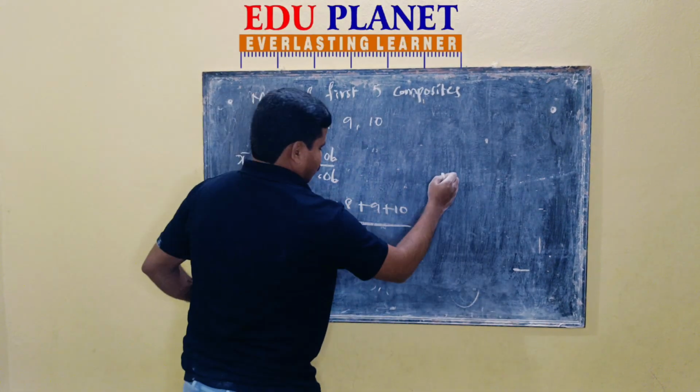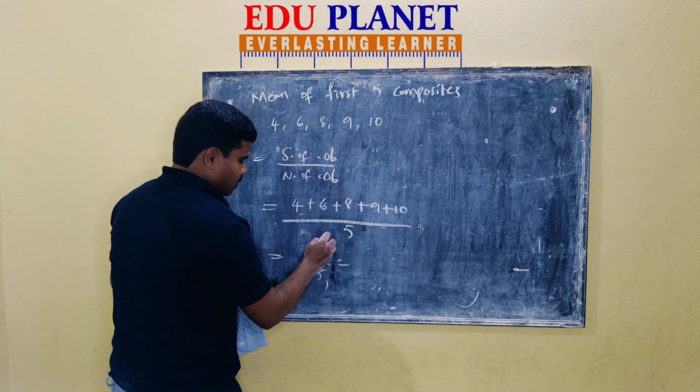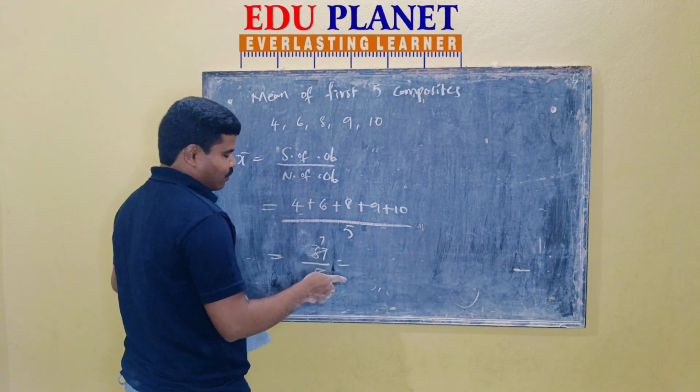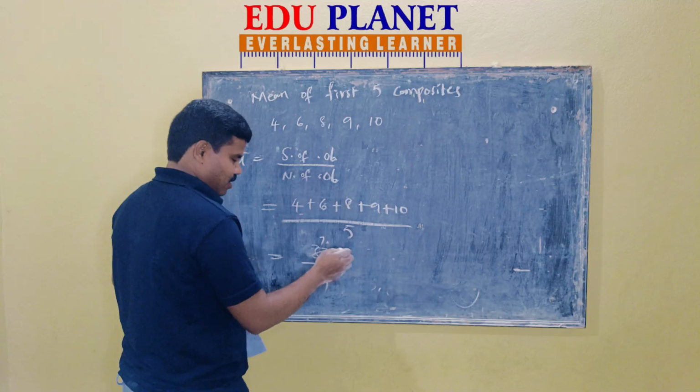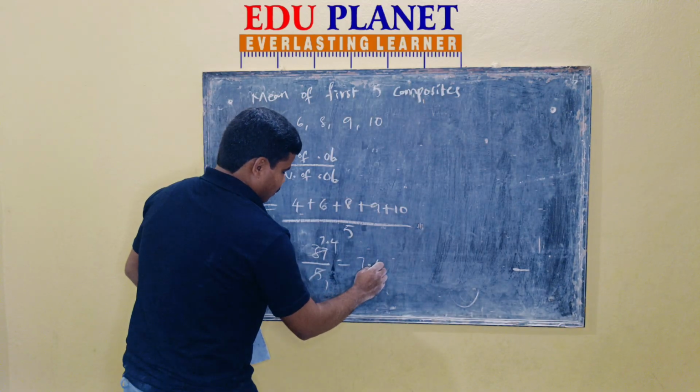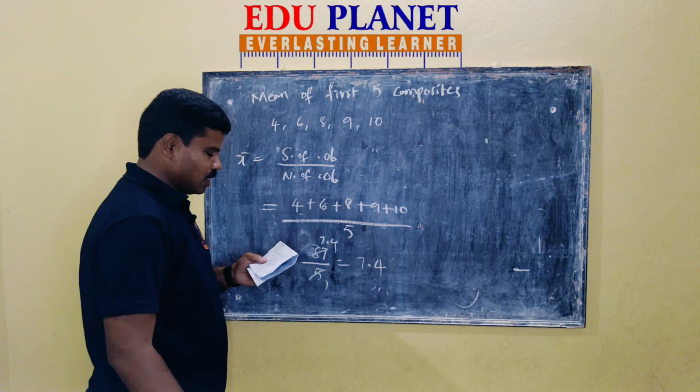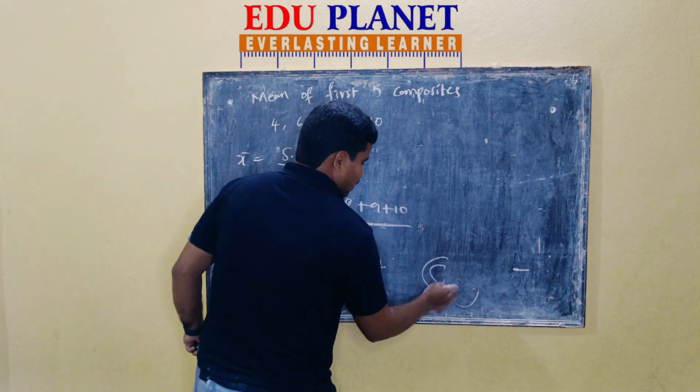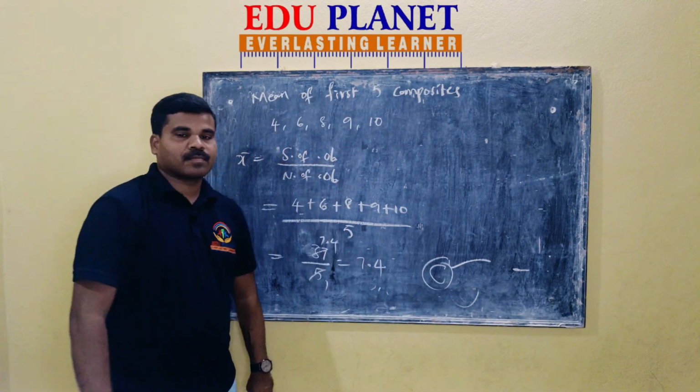Do the cancellation. 5 ones are 5, 5 sevens are 35. 37 minus 35, 2. Put the point, you will get 0. 5 4s are 20. It means 7.4 is the correct answer. Option C is our correct choice.